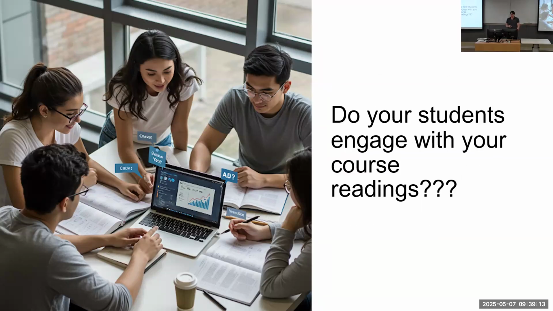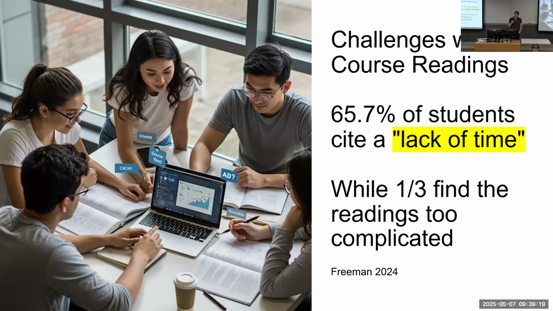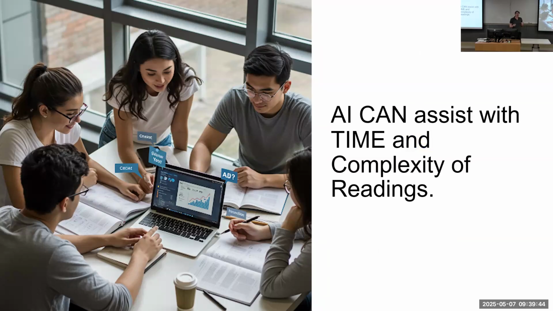Now, the question is, do your students engage with your course readings? What a lot of students are saying is time. Time is a big thing, and the complication. They find it challenging. And a third, which I was talking to Raymond about earlier, is that a lot of them, if it's a textbook, don't even buy it, but that's a separate thing. So time and complication, and AI can assist with both. It can be a time saver and help explain any of the challenging concepts to the students.